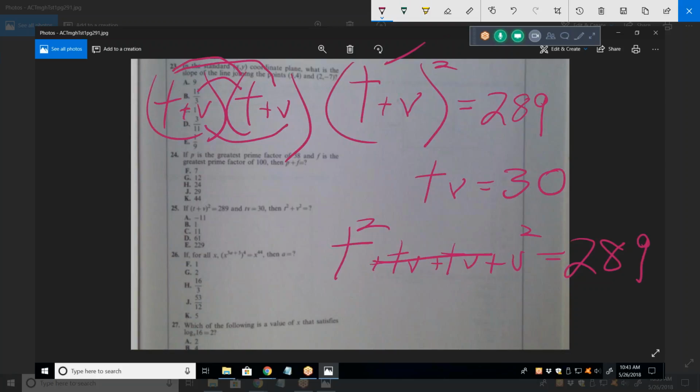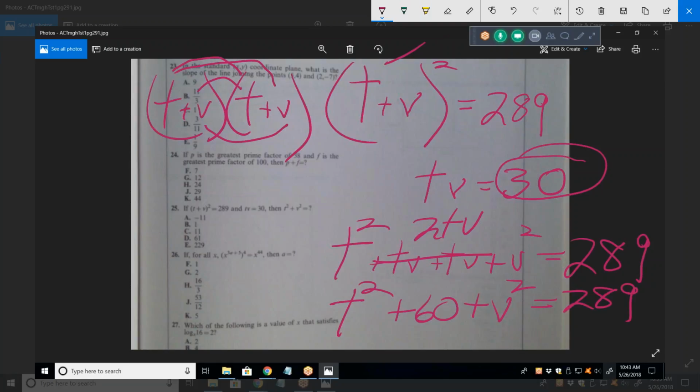I can turn that into 2tv. And they're telling me what tv is. So 2tv has to be 60. So now I've got t squared plus 60 plus v squared equals 289. What does t squared plus v squared equal? 229. Yeah. In other words, by expanding that, I produce their t squared, their v squared, and I have a middle term of t times v. So it works quite nicely if I do it that way.